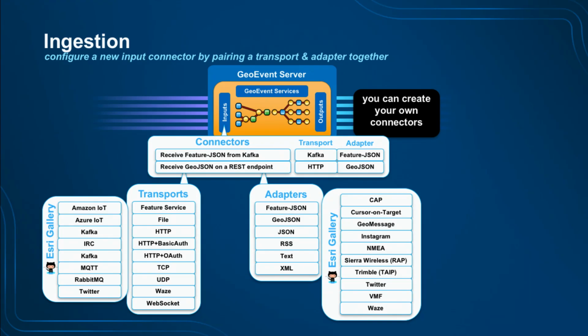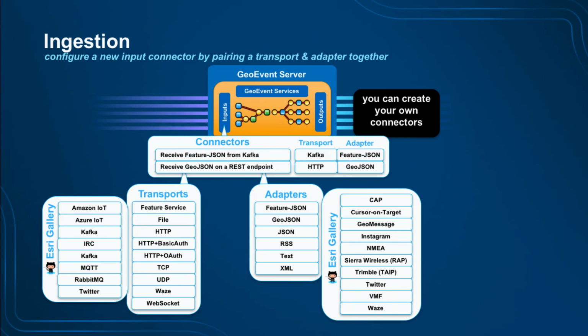We have mentioned that the inputs are defined by input connectors. So what is an input connector? An input connector is a combination of a transport and an adapter. We will explore that in great detail in this presentation. This slide illustrates how we can create a connector using available transport and adapters.